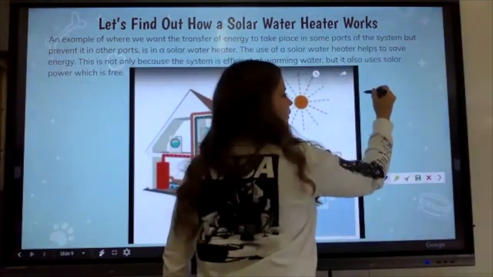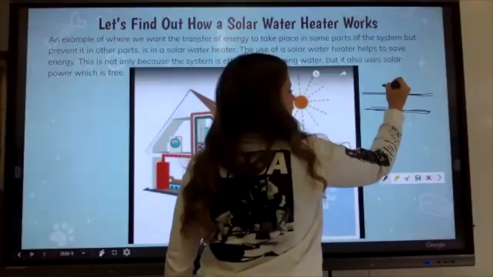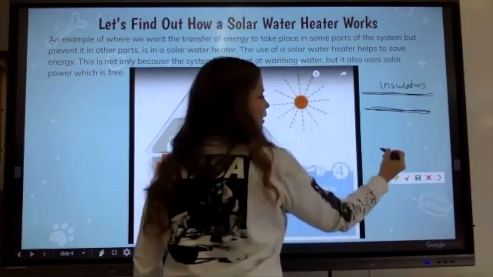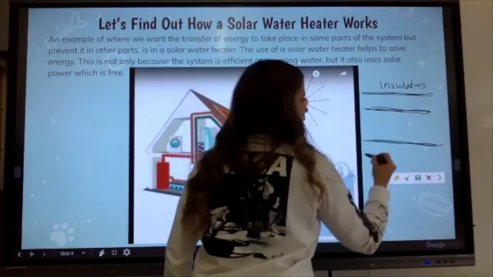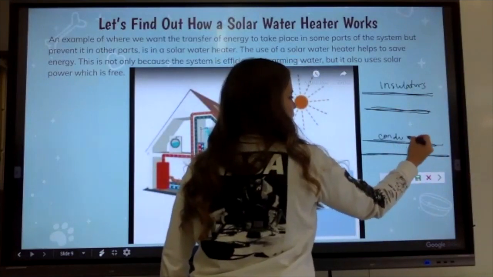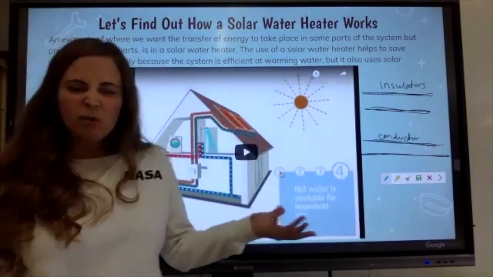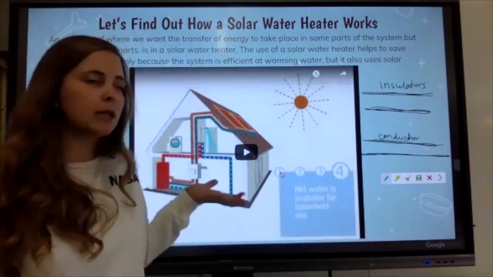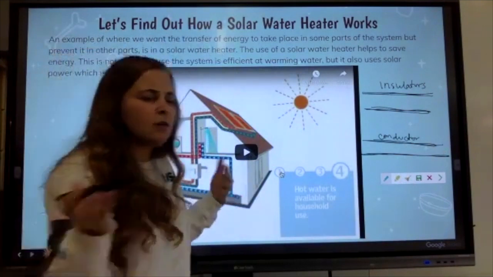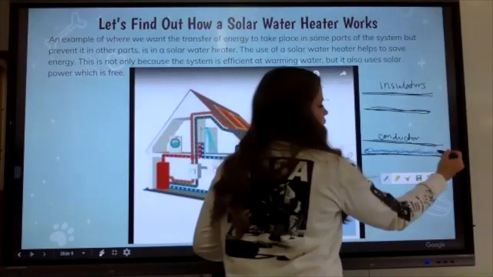We'll write right here. If I have two pipes, this pipe is made out of insulators, and this pipe is made out of a conductor. Now, normally, our water and our pipes are about the same temperature as the house inside. So we'll say the temperature of the water in these pipes is 72 degrees Fahrenheit.